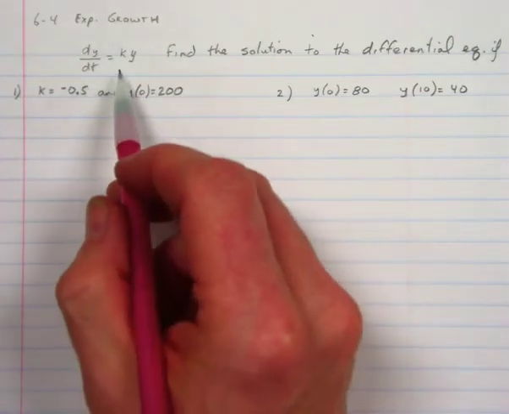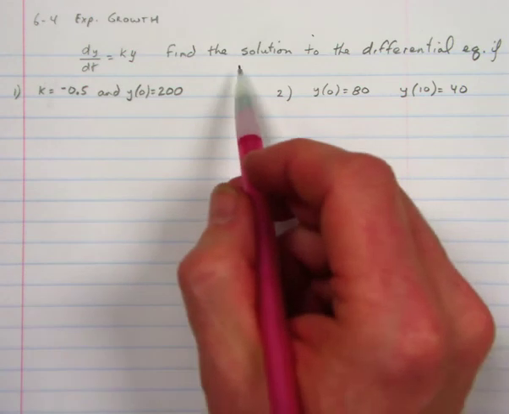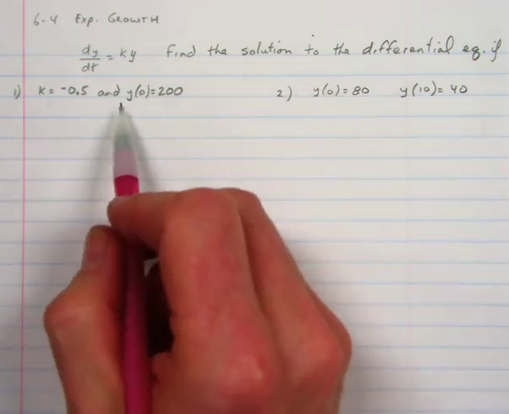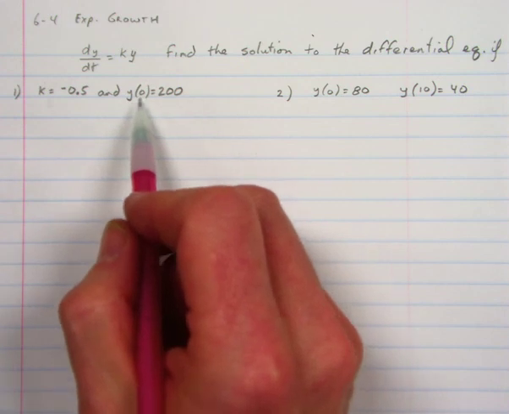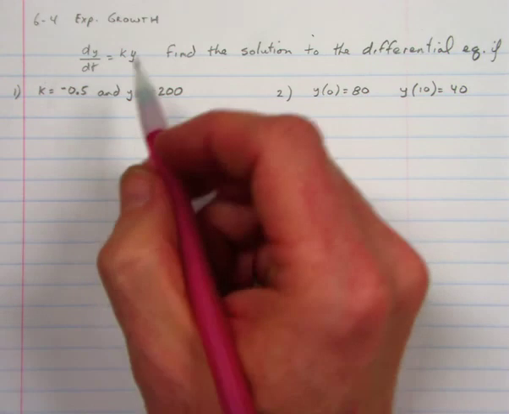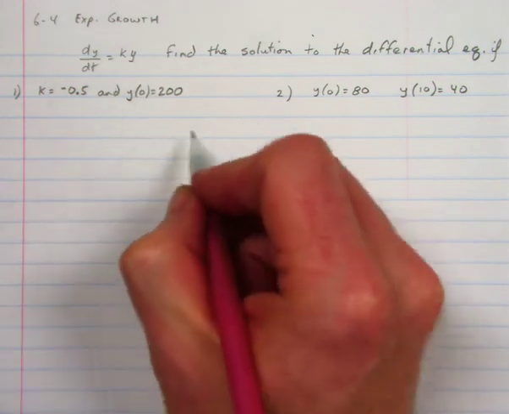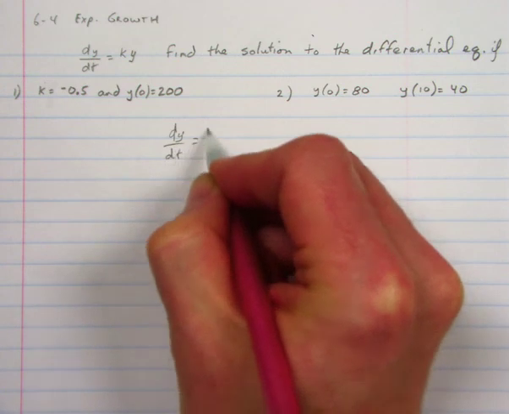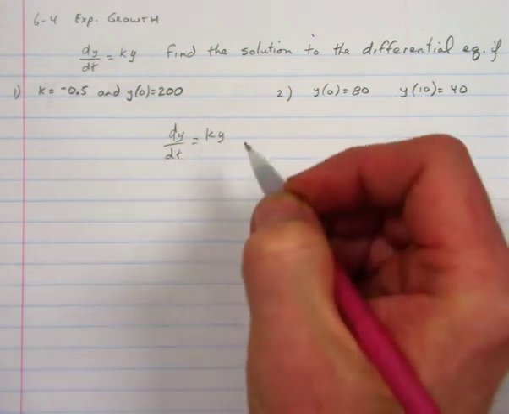dy/dt equals ky. Find the solution to the differential equation if k equals negative 0.5 and y sub 0, or y of 0, equals 200, and then we'll have a second problem. Now recall we have dy/dt equals ky. Let's just deal with that one first. This one should look familiar, but I think it'd be a good thing.